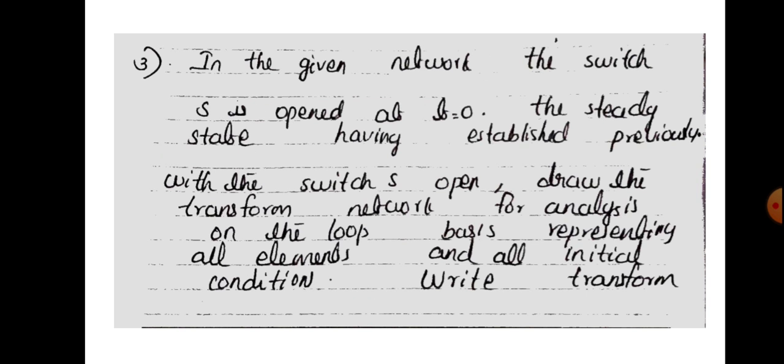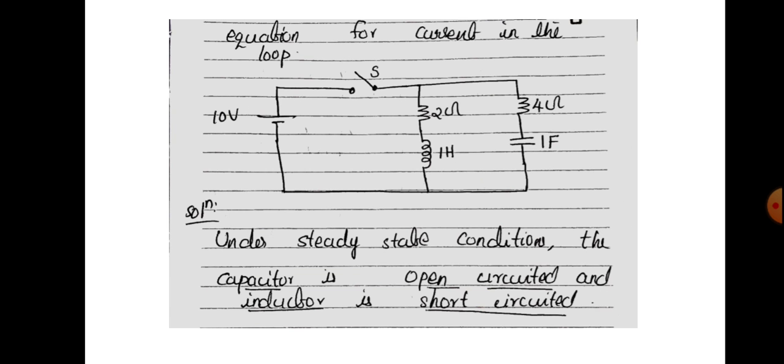Again, go to the question. It is given that the steady state has been established previously. That means before time t equal to 0, steady state has been achieved, so the switch was closed before t equal to 0. At t equal to 0, the switch is open. Before t equal to 0, the switch is closed. That means there is a connection with the 10 volt source before t equal to 0.